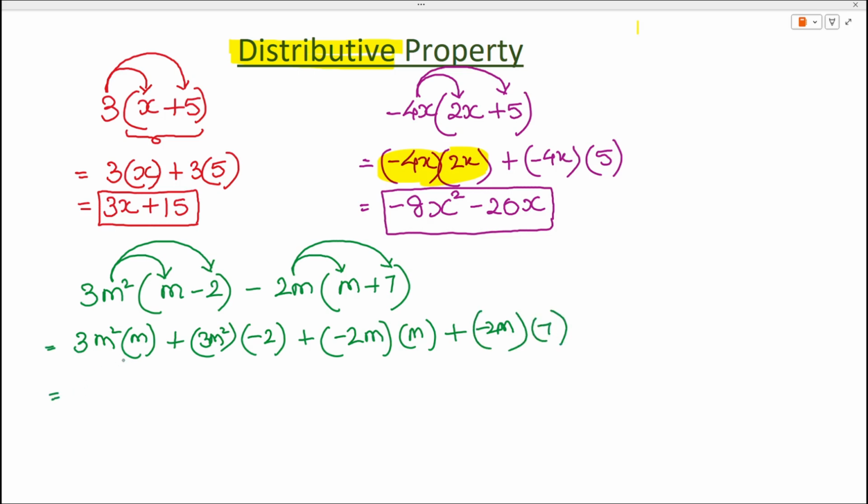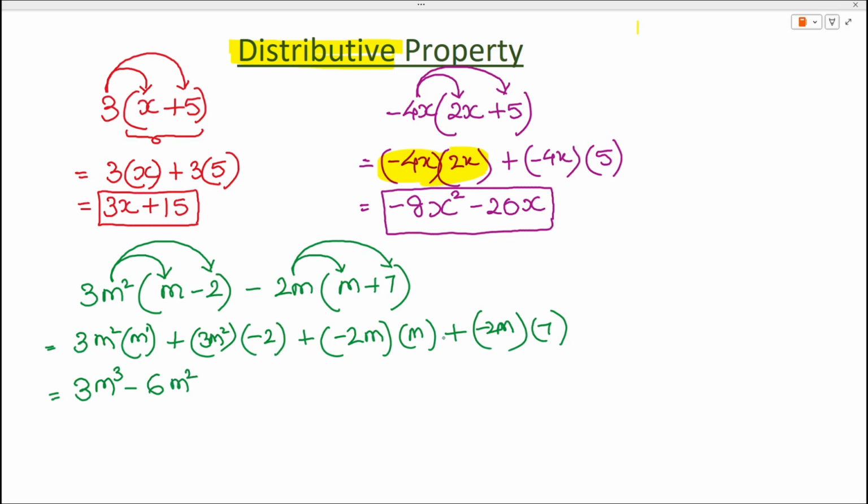Let us try multiplying them. So the rule for multiplication, the number with a number. So we only have one number 3 and m squared multiplied by m. So if there's no exponent, the exponent is 1. When the bases are the same in multiplication, the exponents are added. So this becomes m raised to the exponent 3. Now 3 times negative 2 is a negative 6 and we just have one variable which is m squared.